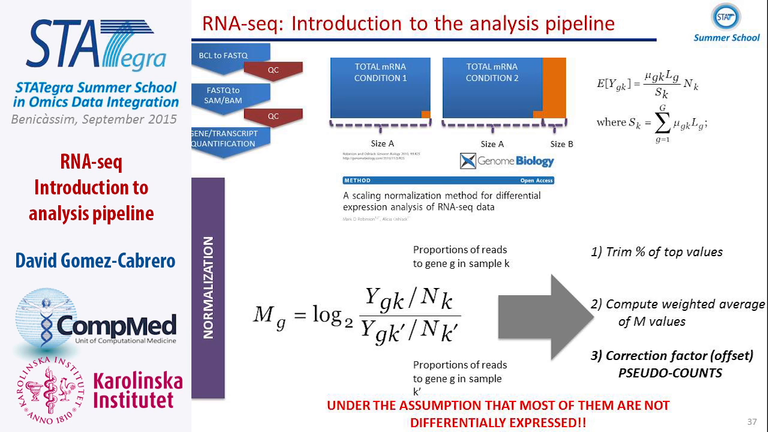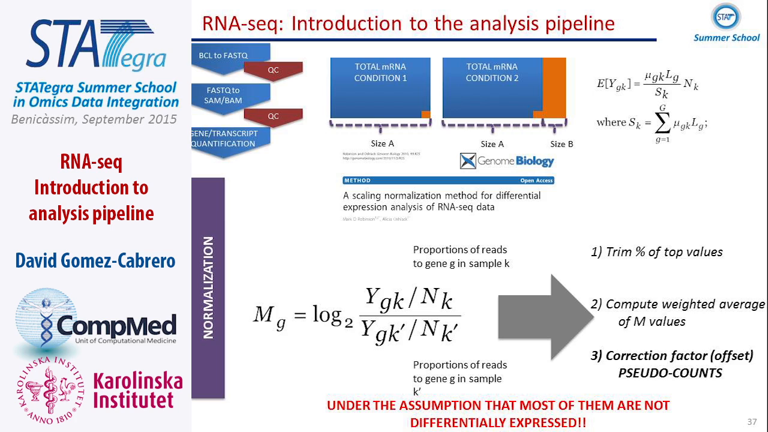Compare the weighted average, and then you have the correction factor, which is also called the offset, and I will come into that. This offset is for generalized linear models. I'll come to that in a second. It's not the B0 from linear models. It's something different. And you can compute pseudo counts, which the author says are for the linear models, but for generalized linear models, not to use arbitrarily.